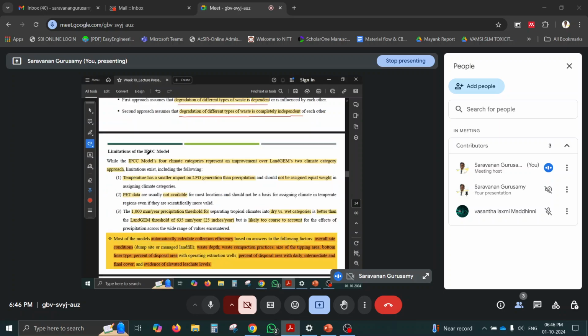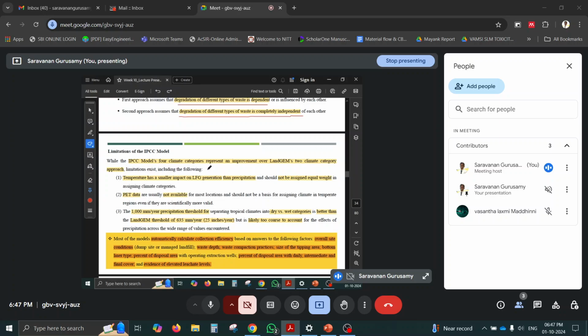Then the IPCC model has some limitations. This model considers only 4 climatic condition categories, an improvement over LandGEM. LandGEM considers only 2 climate categories, but IPCC considers 4. Still, if you are calculating for any landfill in India, we have different climatic conditions state-wise. North India may have some colder regions that we have to check for different climatic conditions.